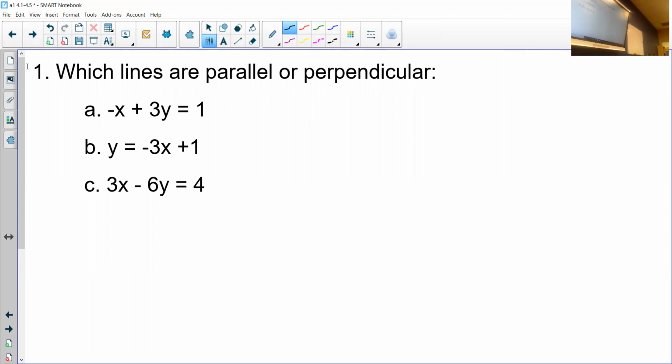Parallel. Good. So what you're going to have to do above there is first solve it for y. Why would you solve it for y? Does anyone have any idea why? Go ahead. Good, because if you solve it for y, you're going to get it in y equals mx plus b form. So now, do your math and solve for y.